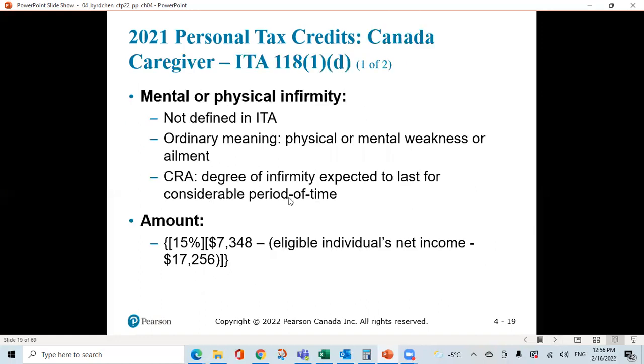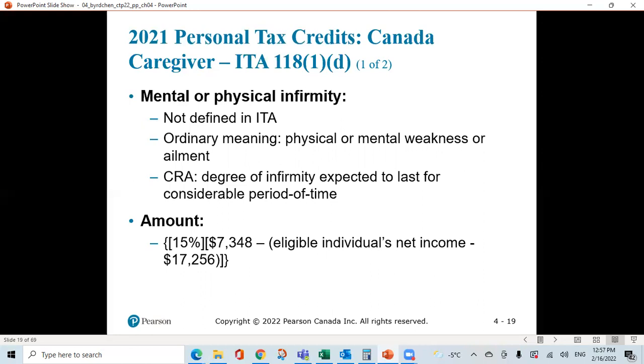Mental or physical infirmity is not defined under the Income Tax Act, so we ordinarily just use the normal meaning, right? Physical or mental weakness. CRA defines it as a degree of infirmity expected to last for a considerable period of time. As there's no specific definition for mental or physical infirmity, it just depends on the normal situations. Now, how are you going to calculate the amount?